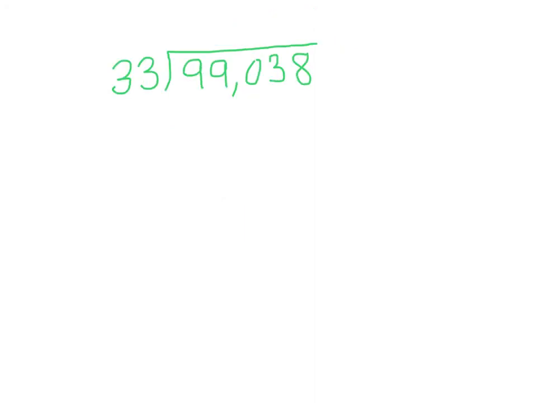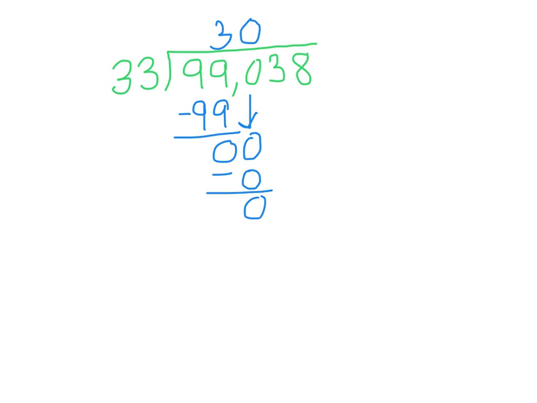Let's take a look at one last problem. I have 33 going into 99,038. My quotient is going to start here in the thousands this time because 33 can go into 99. So 33 goes into 99 3 times, then I multiply. That equals 99, and I subtract and have 0. I bring down this 0. So 33 goes into 0 times. Make sure you put that 0 up there and don't just skip it. 0 times 33 equals 0, and I subtract and have 0.